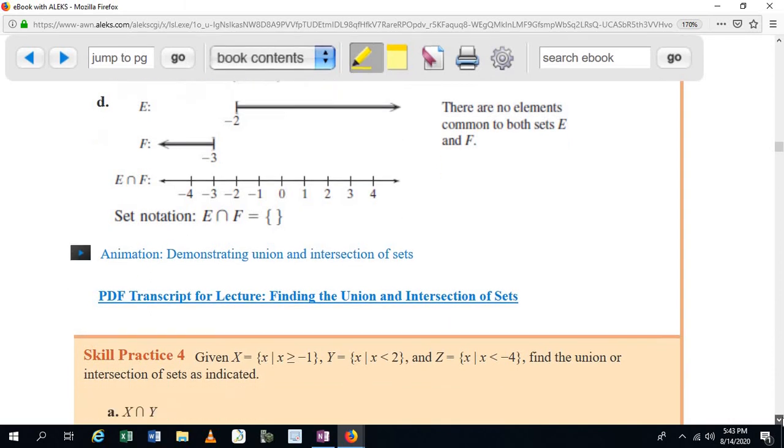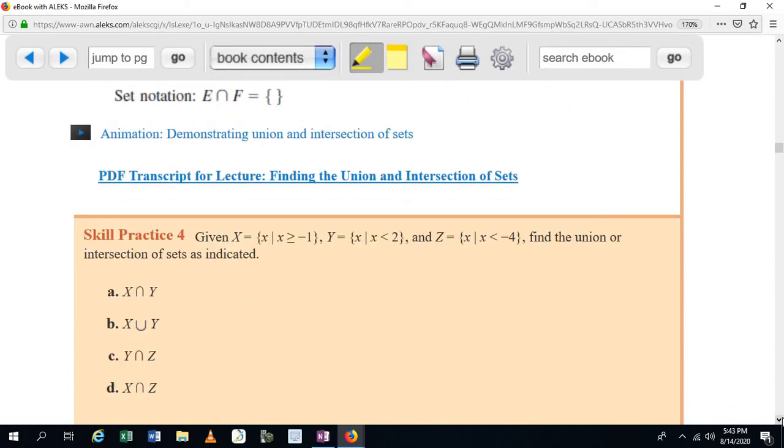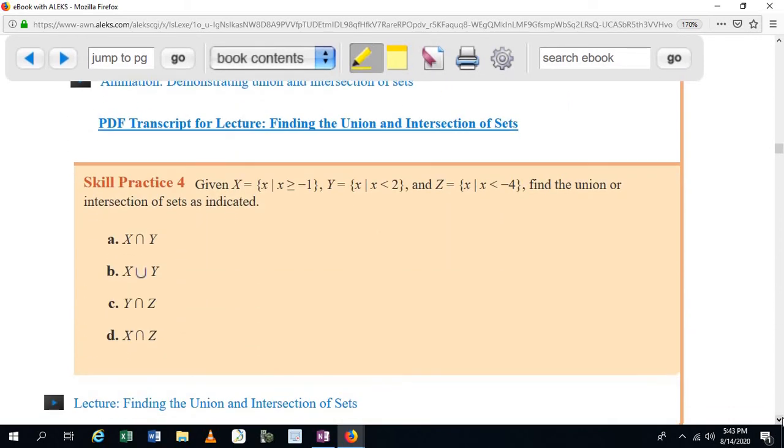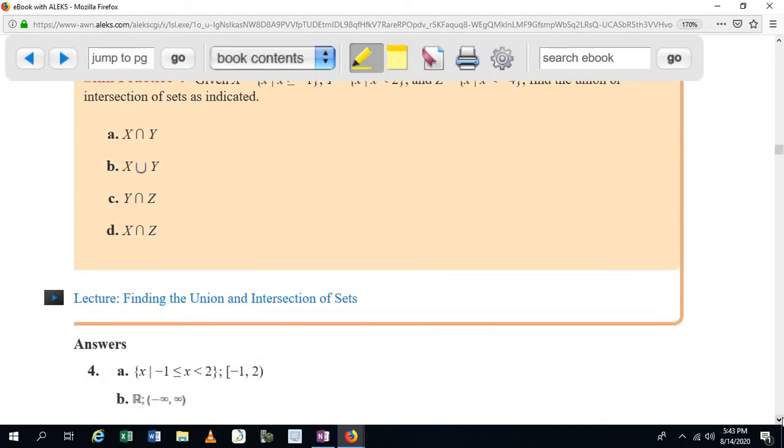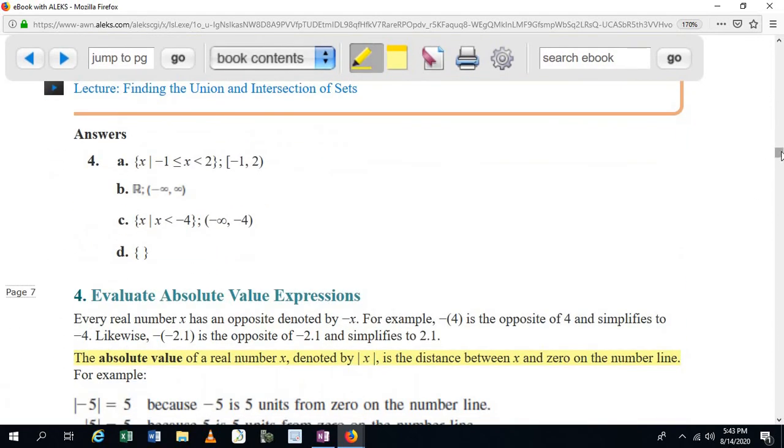Okay, so you may want to practice this. If you do, you can look at this skill practice number 4. And then they have the answers below it, so you can check and see if you're correct.